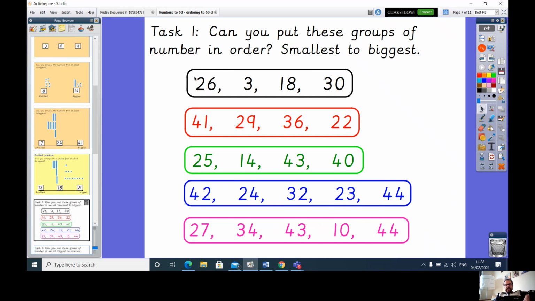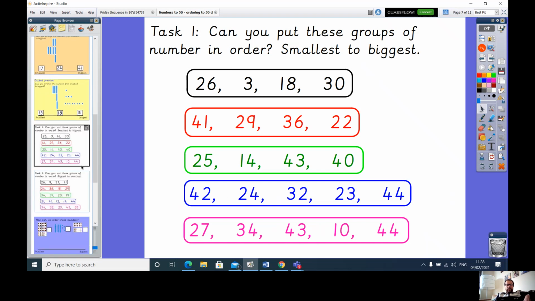Okay, and do the same. So smallest to biggest for all of these. The black numbers, then try question 2, which is the red, 3 is the green, 4 is the blue, and 5 is the pink. And on each one, just write the numbers from smallest to biggest.